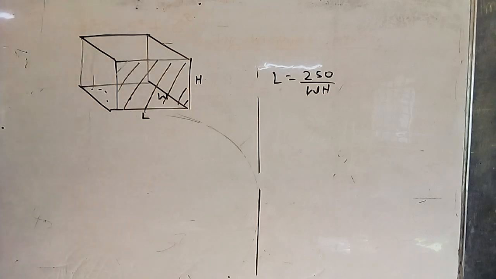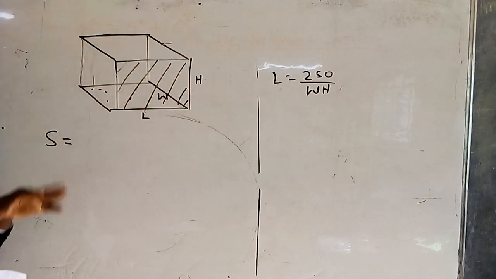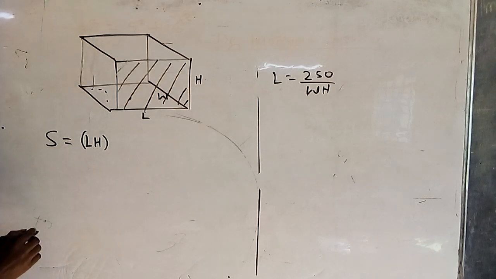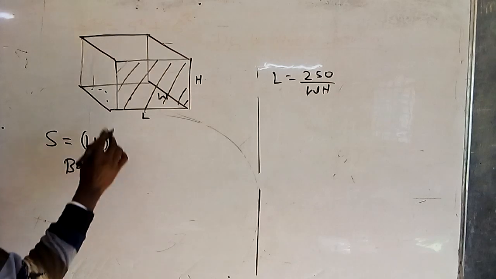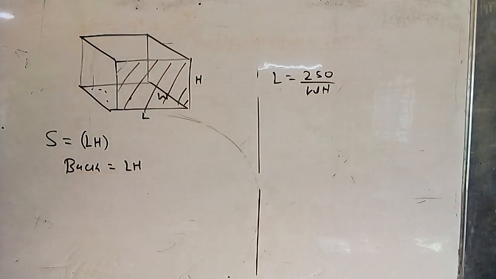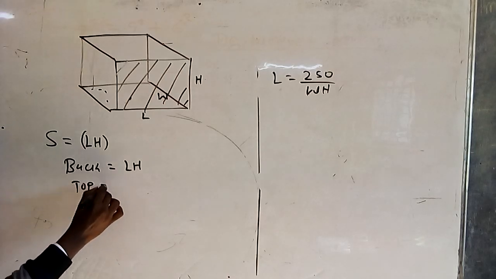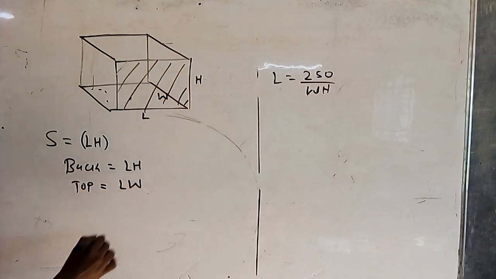So what is the total surface area of what is left? Start with the back. The back is length times height. So the surface area of the back is length times height. Then, what else have you been told is covered? The top. What is the top? The top is length times width.